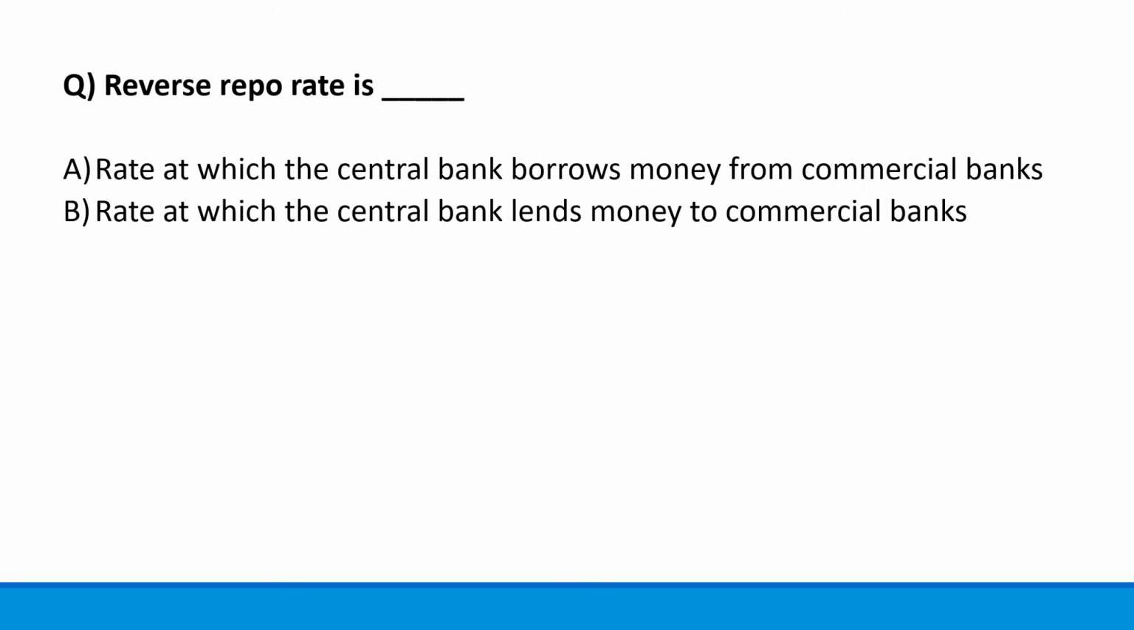Reverse repo rate is option A, the rate at which the central bank borrows money from commercial banks. Option B, the rate at which the central bank lends money to commercial banks. The correct answer is option A, the rate at which the central bank borrows money from commercial banks.